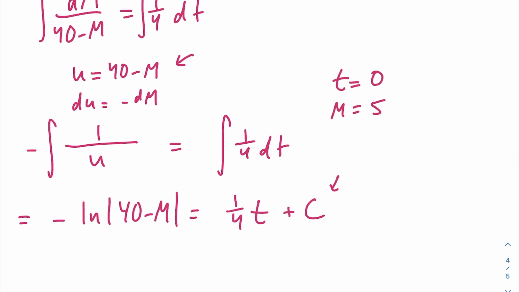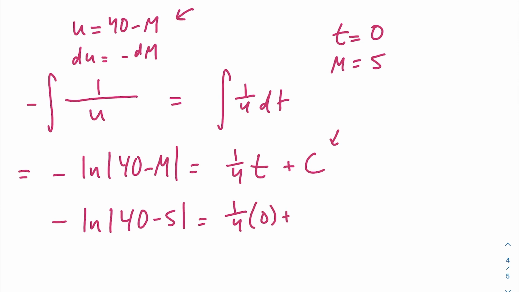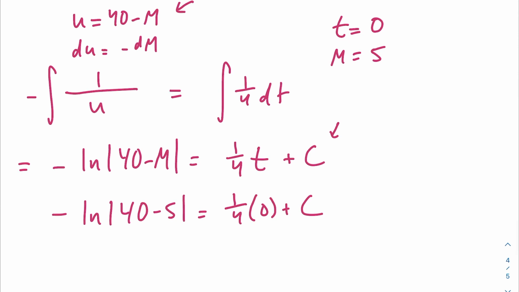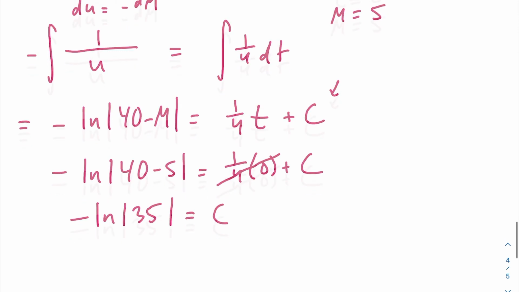And we can plug that into our equation right now. So we get minus ln 40 minus 5 is equal to 1/4 times 0 plus c. So this 1/4 times 0 should just go away. We get that minus ln of 35 is equal to c. So now we can plug that back into our equation.